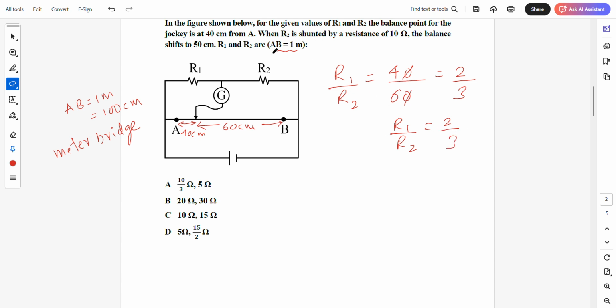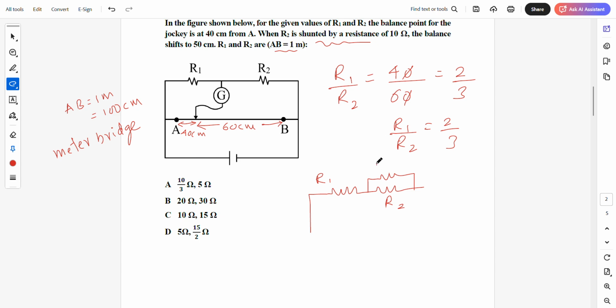Now what it is saying, when R2 is shunted by a resistance of 10 ohm, the balance shifts to 50 centimeter. R1 and R2 will be as it is. Now the 10 ohm resistance is connected, that is shunted, that is connected in parallel.